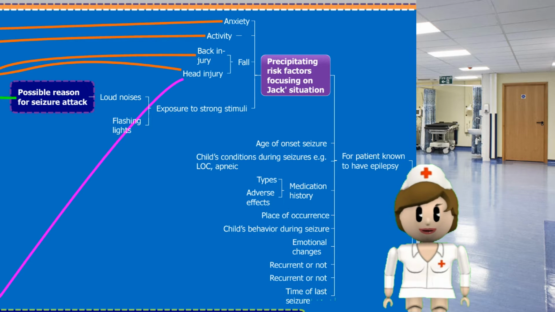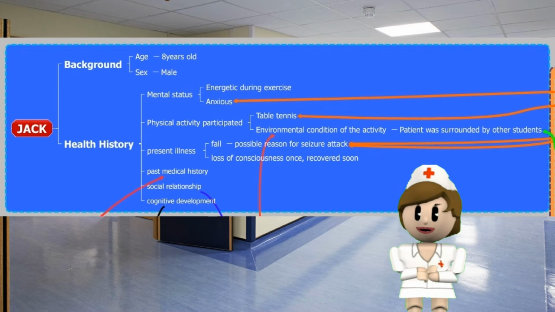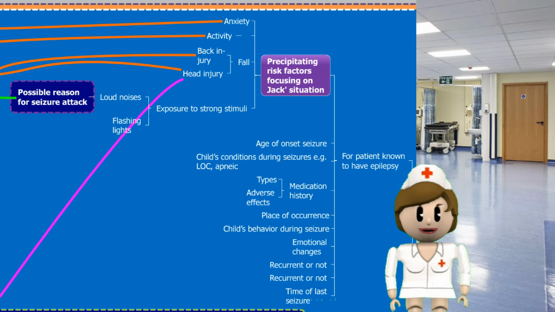Also, we should assess any risk factors associated with seizure, for example, emotional status, fall history, and strong stimuli, etc. As we can see from Jack's condition, he fell while feeling anxious and at the same time was surrounded by many students that would produce loud noises. As a result, there are interlinks between Jack's conditions and the precipitating factors, starting off from the assessment part. These factors could be some of the possible reasons for inducing seizure.